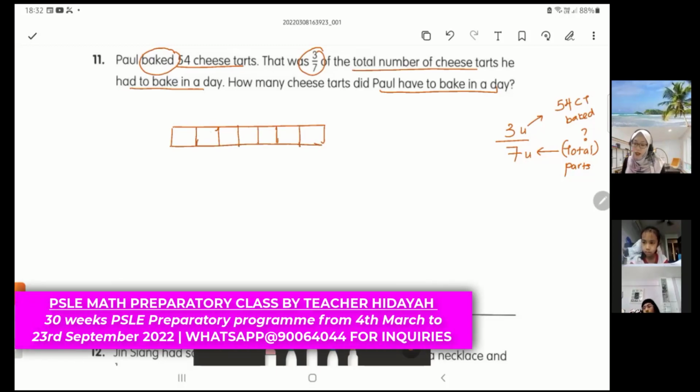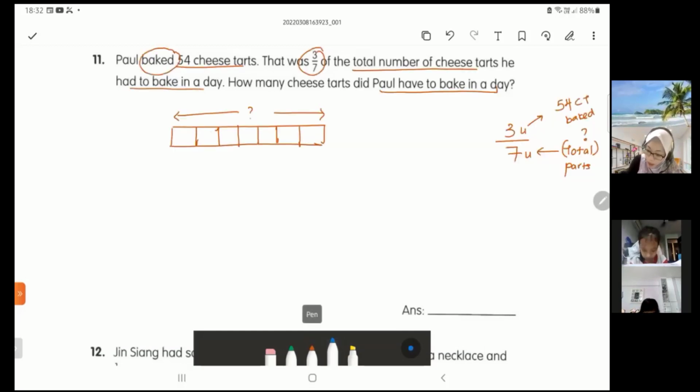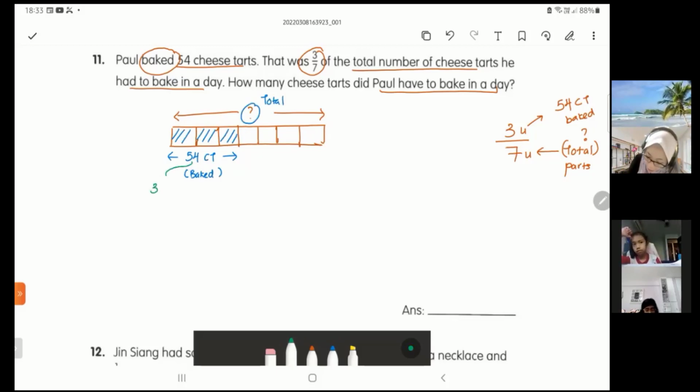Okay. Then I know that I have to find the whole thing. So I just put a question mark like that first. Okay. 3 units is what he already baked. 1, 2, 3. This is what he baked. He baked 54 cheese tart. This is baked already. I want to find the total. This is my total. Now we input the units, okay? 54 cheese tart here is actually 3 units. The total I need to find is 7 units.